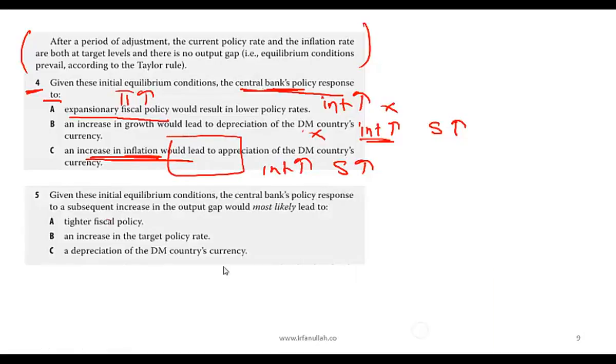All right, let's look at 5 now. Given these initial equilibrium conditions, the central bank's policy response to a subsequent increase in output gap. Where is the subsequent increase in output gap coming from? It is based on what we talked about earlier, that if we have an expansionary fiscal policy, what will happen to the output gap? The output gap would increase. When the output gap increases, that puts inflationary pressure, so inflation will be high. To curb that inflation, the policy interest rate will be increased. So that's the correct answer.